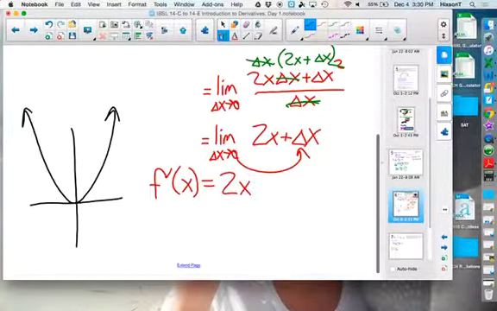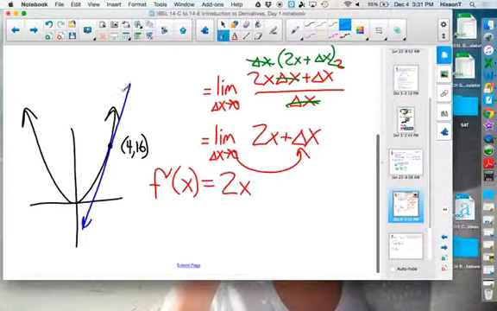Here's our function x squared, and here's the point 4, 16. Well, there's this tangent line going through that point.